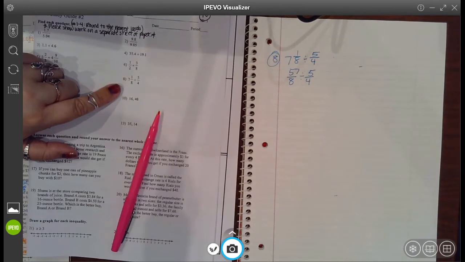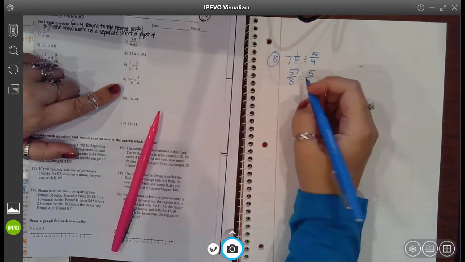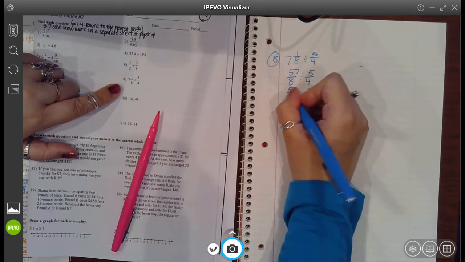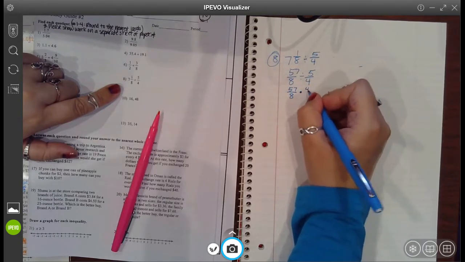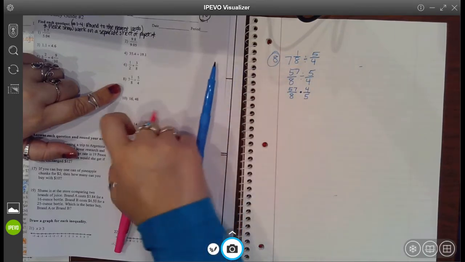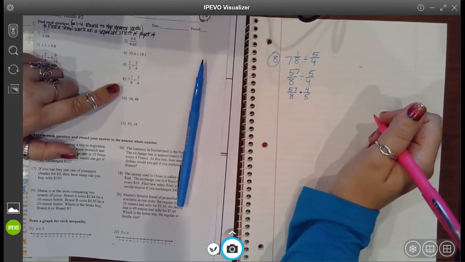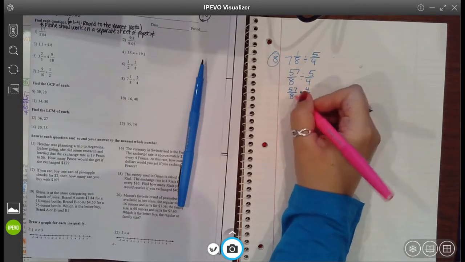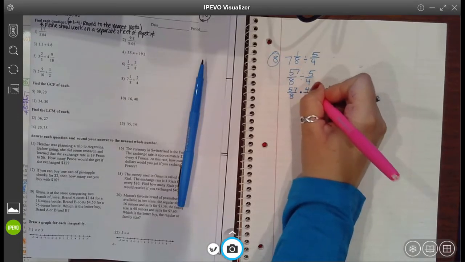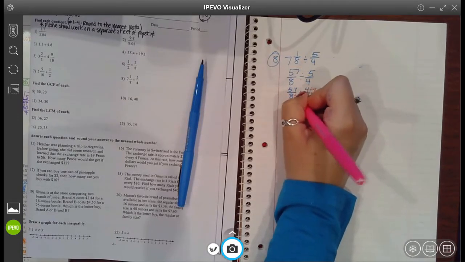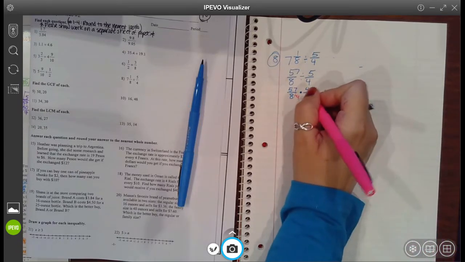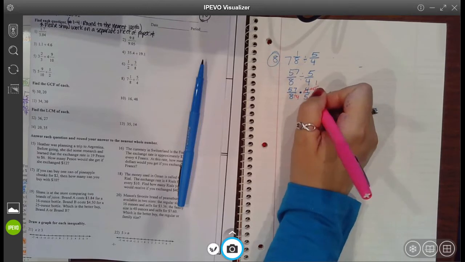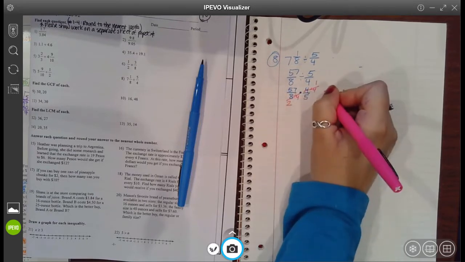We can't do division of fractions, so I need to change it to a multiplication problem. So keep the first one the same. Change division to multiplication and flip that second fraction. Do you see anything that can cross cancel? Yes. 4 and 8 are both divisible by 4. If you saw that it was only 2, then you just would have had to reduce it again. 4 divided by 4 is 1, and 8 divided by 4 is 2.